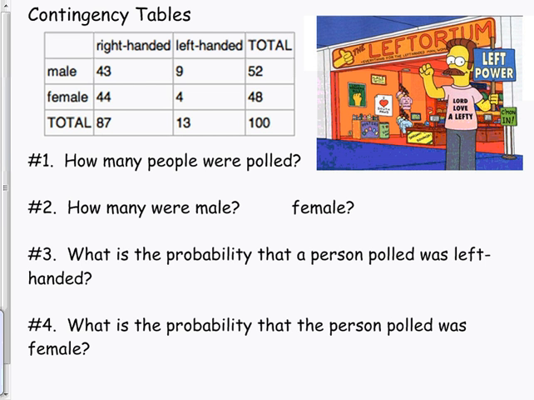It's too easy. What's the probability a person polled was left-handed? Okay. A person polled. Do you get that all the people were polled? So that was out of 100. The left-handed ones were 13. I can't pick the 9 or the 4 because I'd only be picking males or females. I got to pick the total. So 13 out of 100.